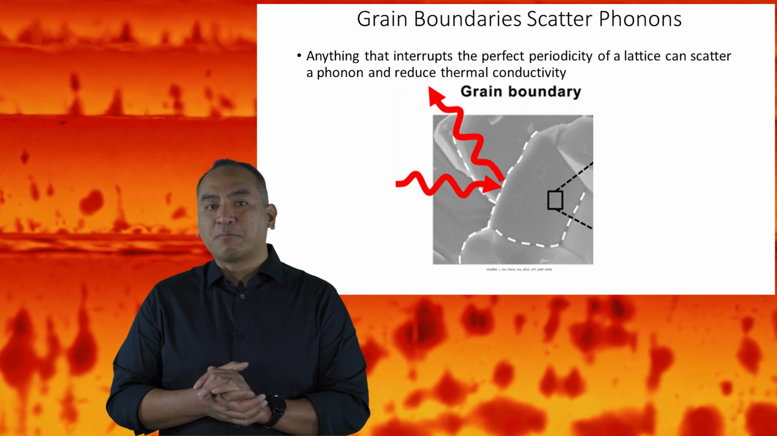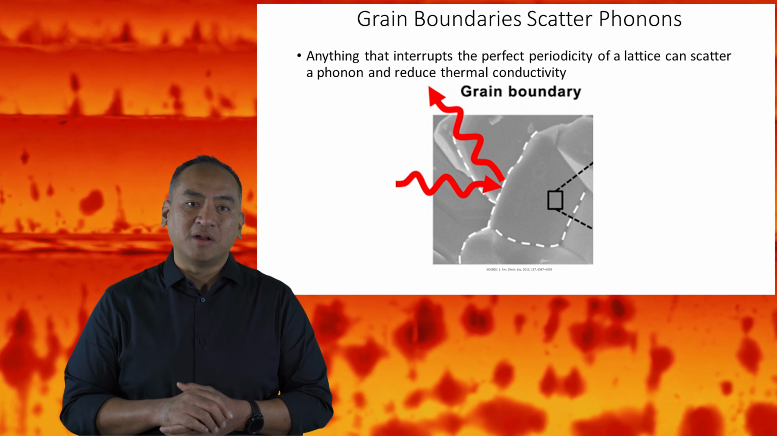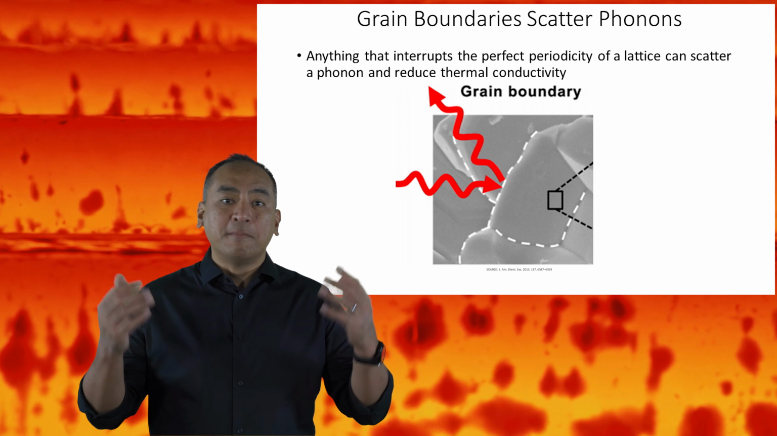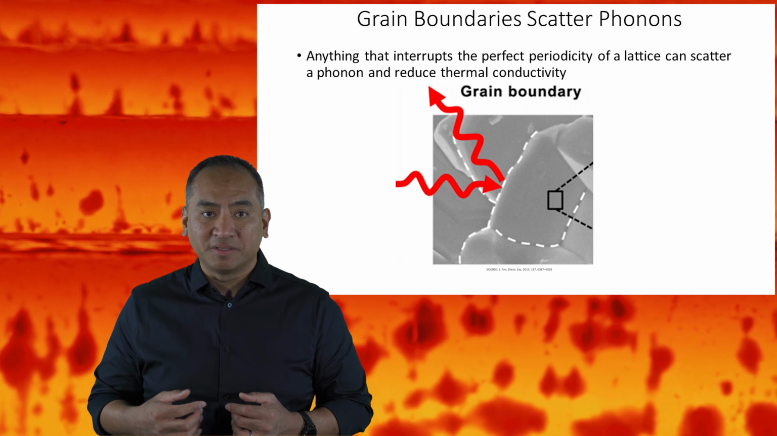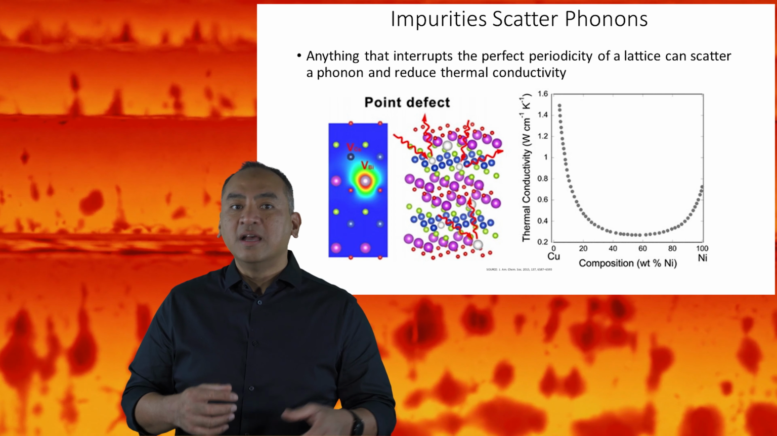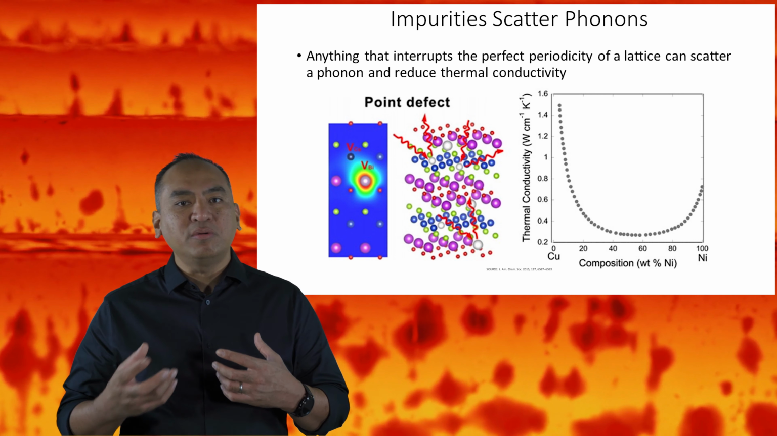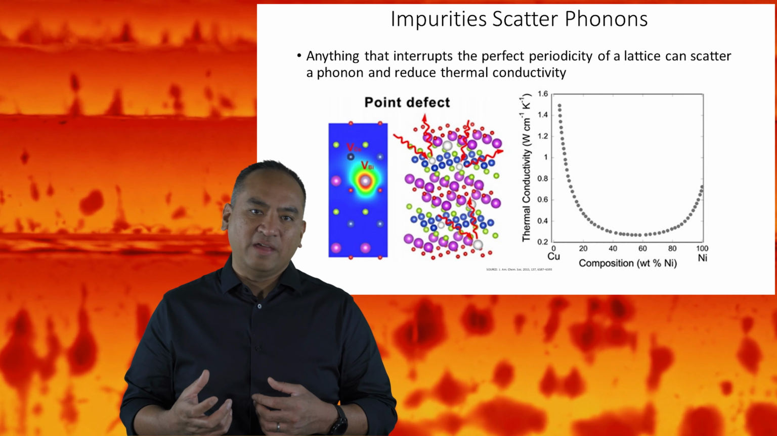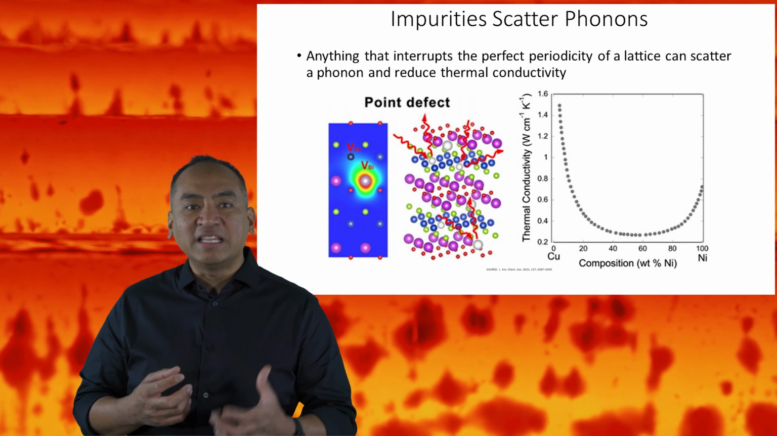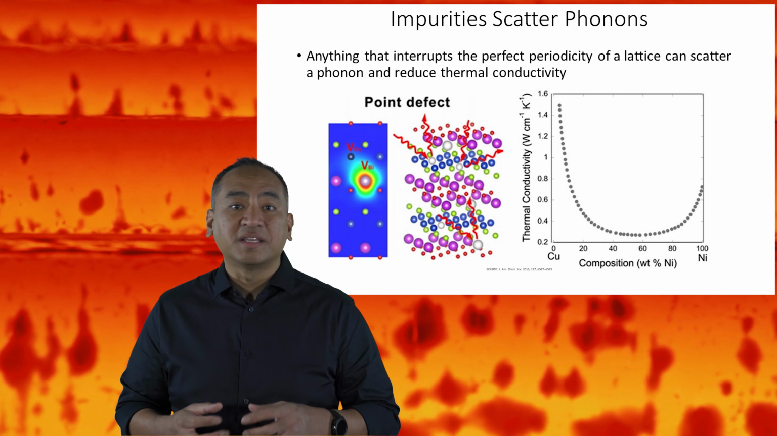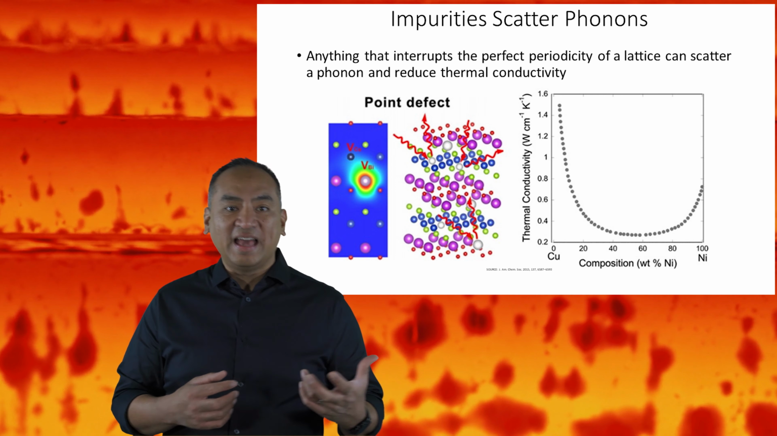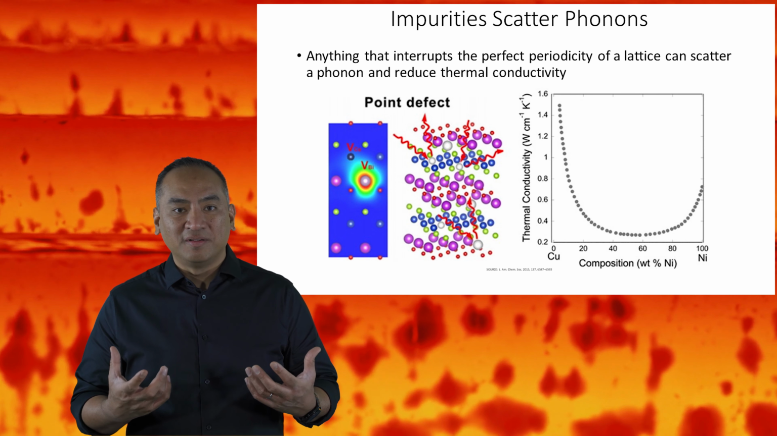A link to a relevant Engineering 86 lecture on polycrystalline materials is provided below if you'd like to review polycrystalline materials. In Engineering 86, you also learned about zero-dimensional point defects like substitutional and interstitial impurities. Well, these impurities can also scatter lattice vibrations in a material.